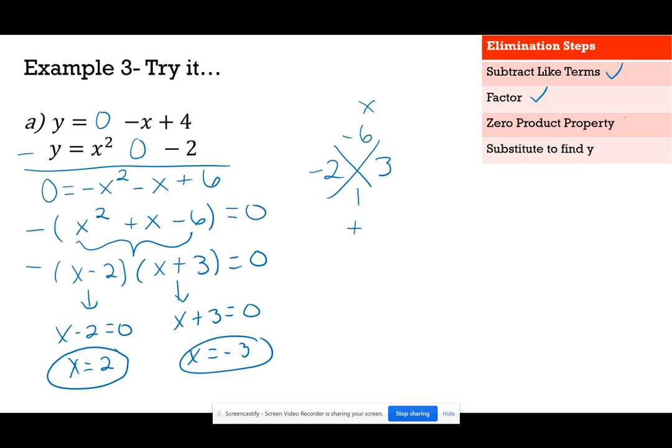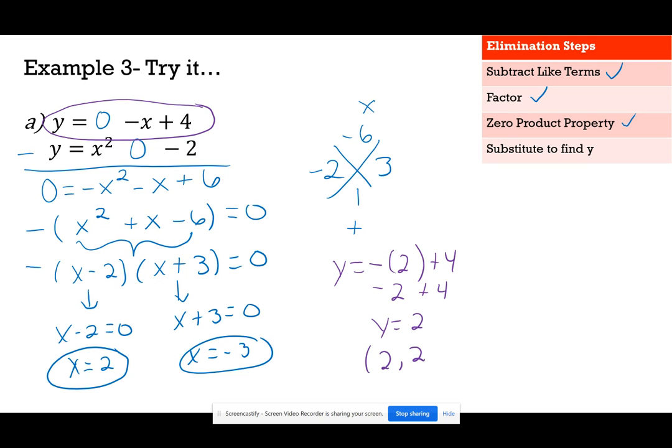All right, so now that we have our x values, let's go get our y values. So let me change colors here. I'm going to go up and find my linear equation. My linear equation is my first one. And we're going to substitute 2 and negative 3 in. So the first one, we have y equals negative, and my x value is 2, plus 4. Well, that's like saying negative 2 plus 4, which is 2. So that ordered pair would be 2, 2.